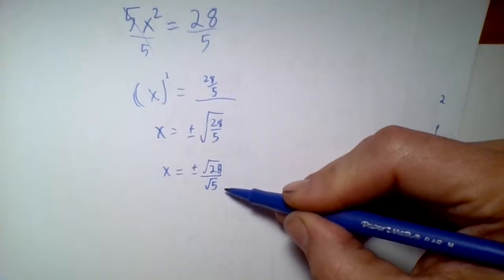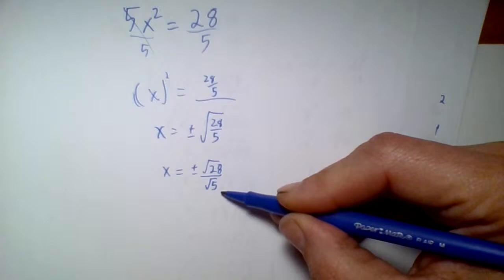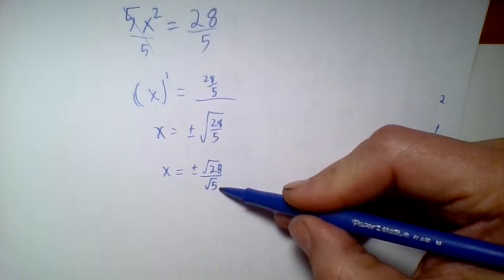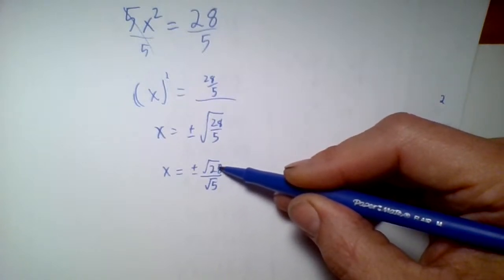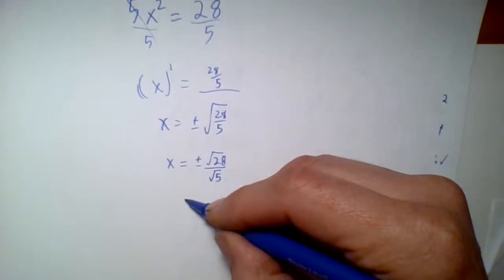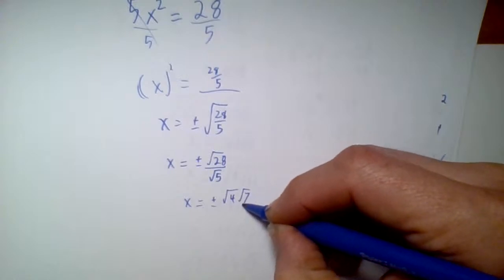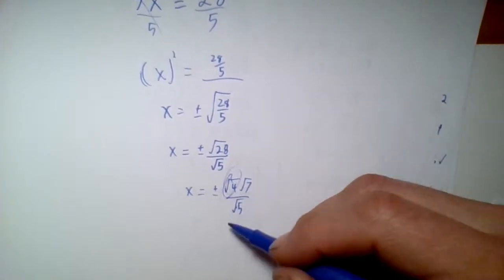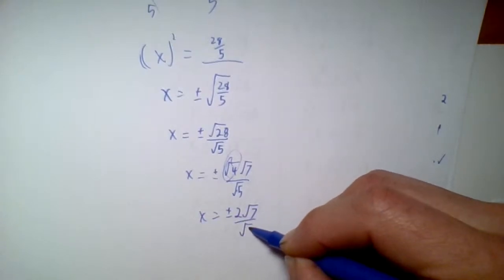Is it a perfect square? Well, no, 28 is not a perfect square, and neither is 5. So that's my first question. Second question is there a perfect square factor? Not for 5, but there is for 28, right? 9 doesn't go into it, but 4 goes into it. So I can simplify this one a little bit using that. 4 times 7. I can't simplify this one, but this is just 2 right here. So this becomes plus or minus 2 square root of 7 over square root of 5.